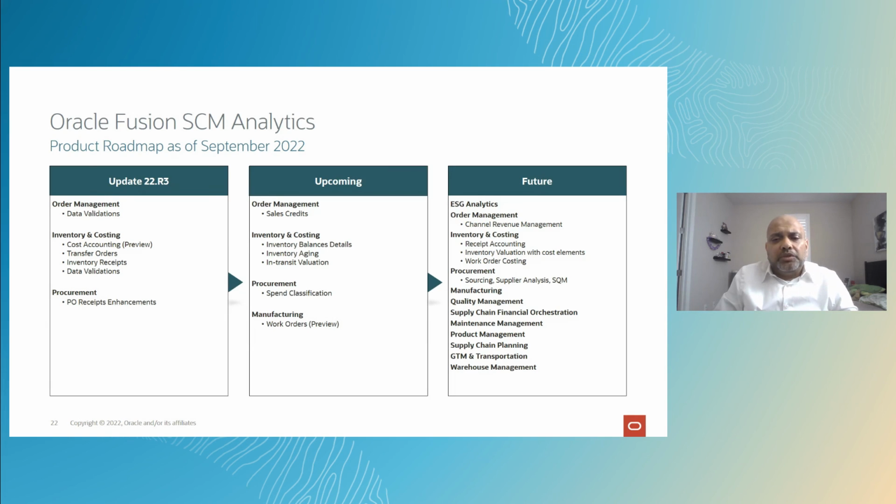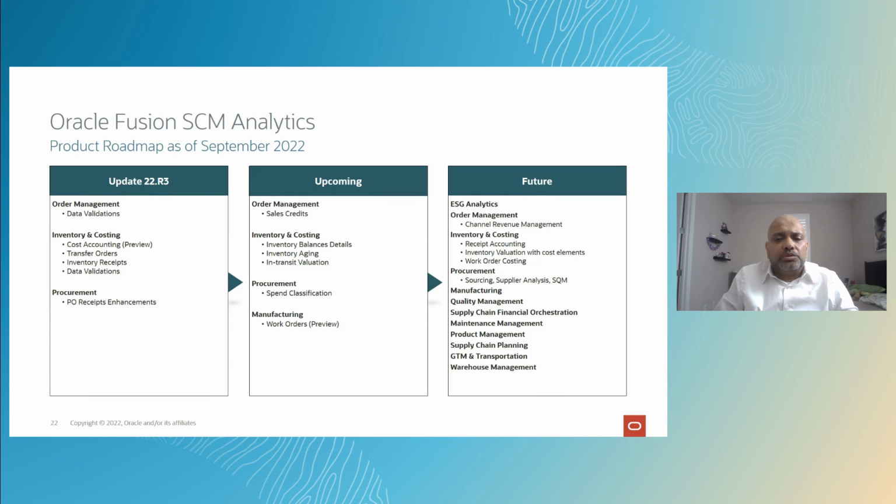In the future, we have planned ESG, environmental, social, and governance analytics. In the order management area, we have channel revenue management, inventory and costing improvements in receipt accounting, inventory valuation and cost elements will be added. Work order costing will be also added in the inventory and costing area. Procurement will be again improved further. We have very robust coverage already.